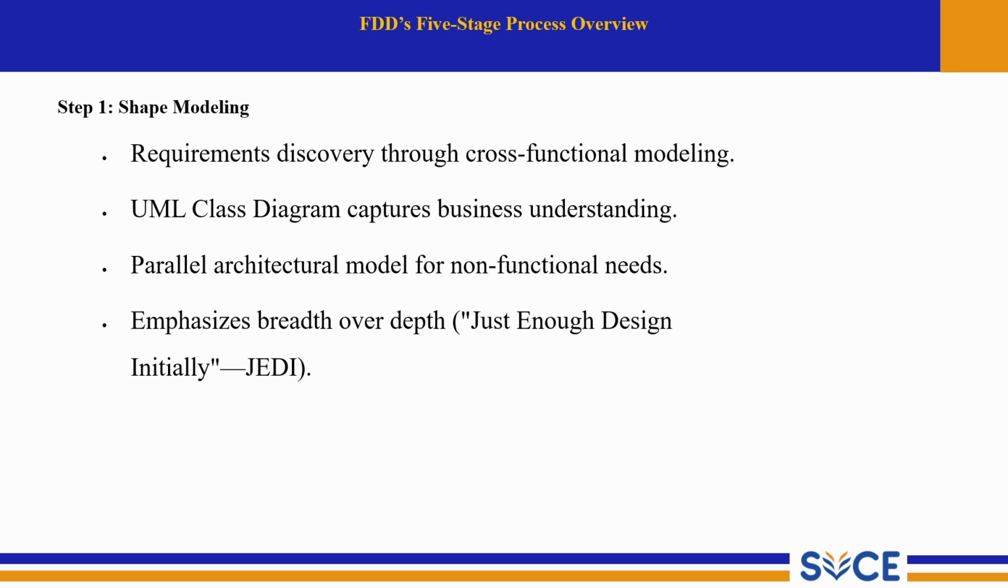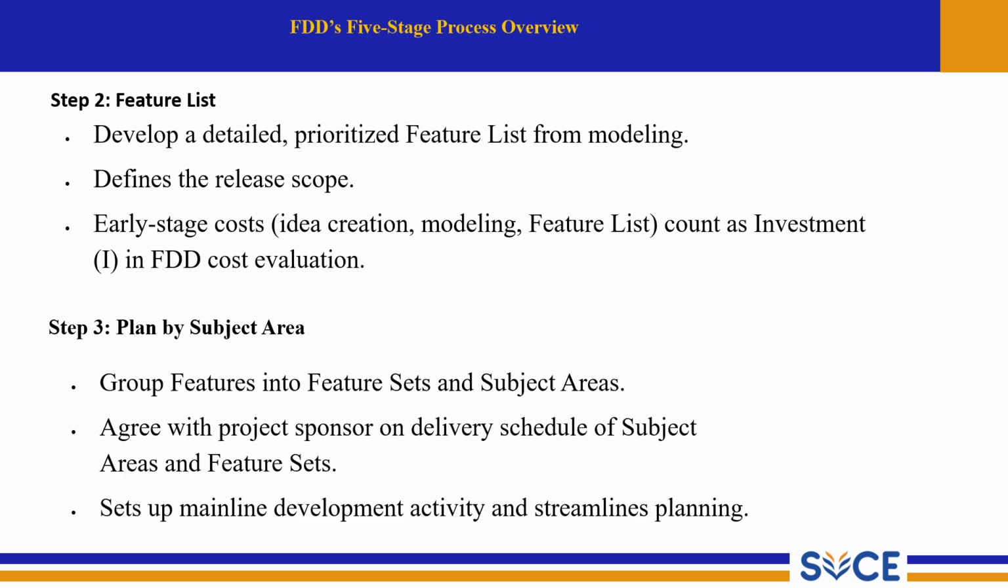So, shape modeling gives us a broad foundation of requirements and architecture. Next, we see step 2, that is feature list. Here we develop a detailed and prioritized feature list from modeling. This means once modeling is done, all features are listed, organized and ranked in order of importance to the client.